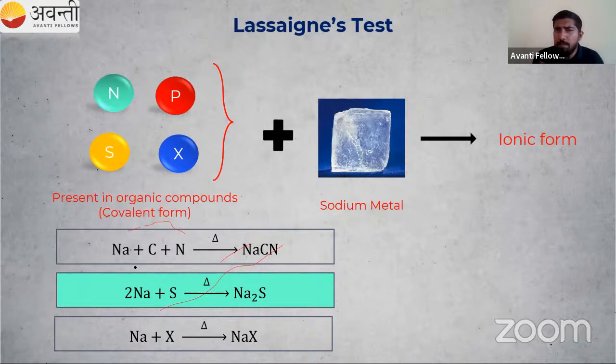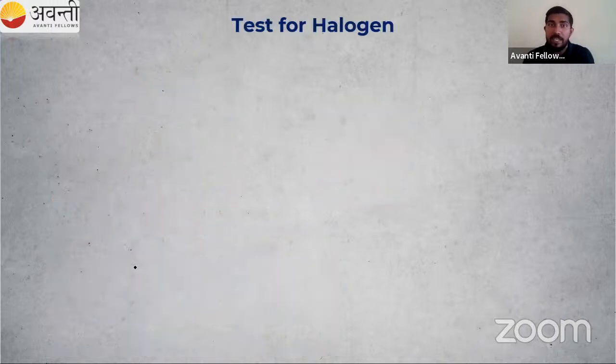Then sodium and sulfur is present, then Na2S will be formed. Sodium sulfide. Sodium and halogen is present, then NaX is formed. X means chlorine, bromine, iodine, etc. Okay. Then after that, we have to do the test for that.